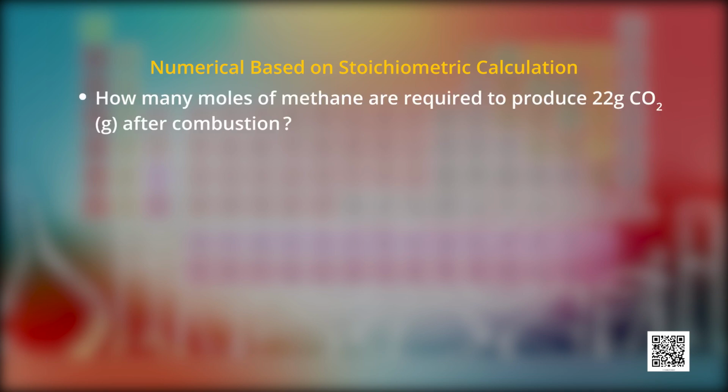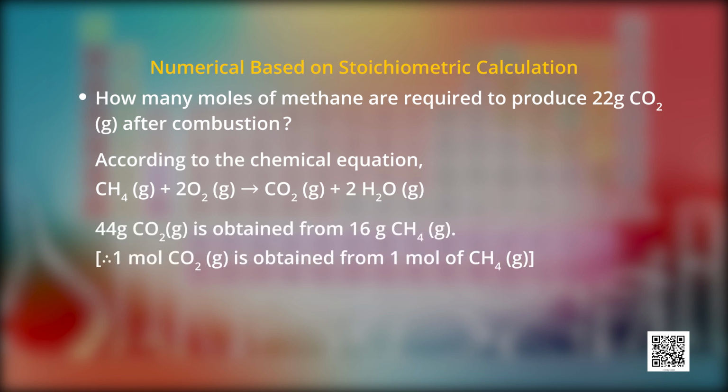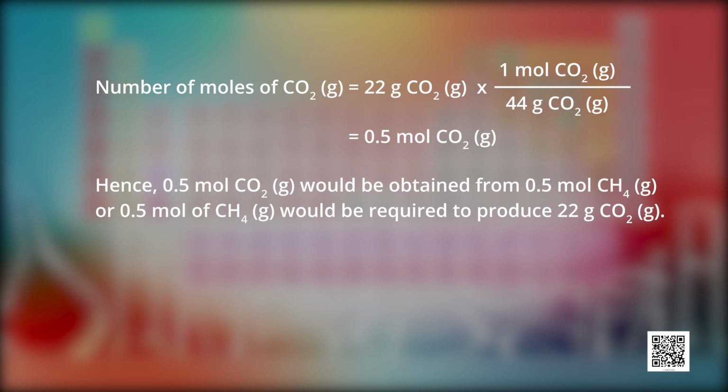How many moles of methane are required to produce 22 gram of carbon dioxide after combustion? According to the chemical equation, CH4 plus 2O2 gives CO2 and 2H2O. Here, 44 gram of CO2 is obtained from 16 gram CH4. We know that 1 mole CO2 is obtained from 1 mole of CH4. So, number of moles of CO2 is equal to 22 gram of CO2 multiplied by 1 mole of CO2 divided by 44 gram of carbon dioxide. We will get 0.5 mole of carbon dioxide. Hence, 0.5 mole CO2 would be obtained from 0.5 mole CH4, or we can say 0.5 mole of CH4 would be required to produce 22 gram of CO2.